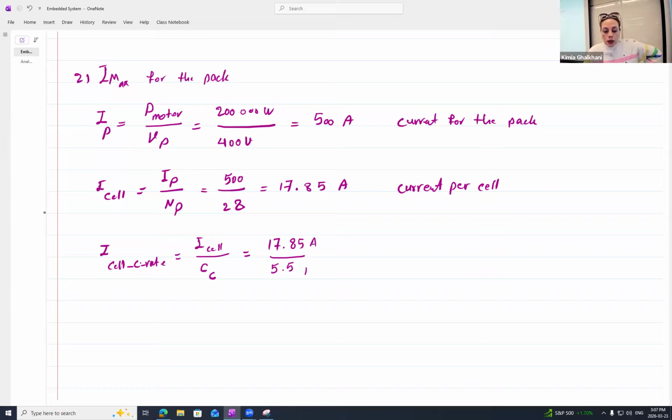This one is ampere. Therefore, if I'm going to do it with 1 C rate, it becomes 3.2 C rate. This is how you calculate your C rate. So what I need is 3.2 ampere, which is going to be the C rate.